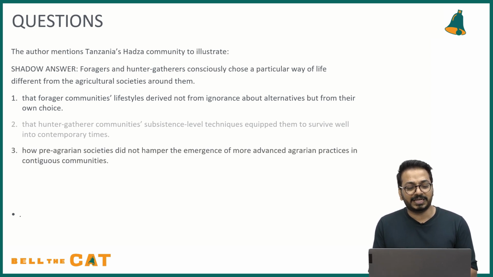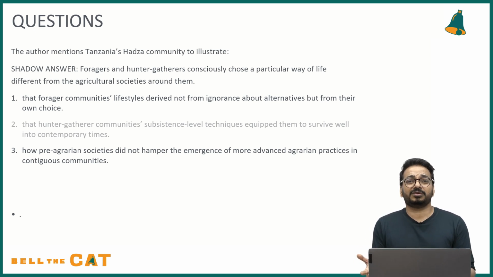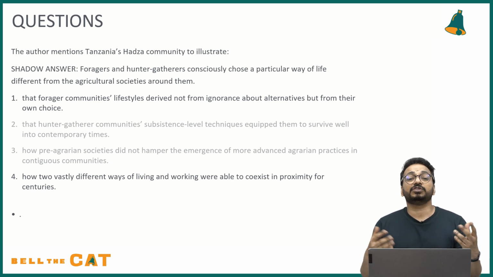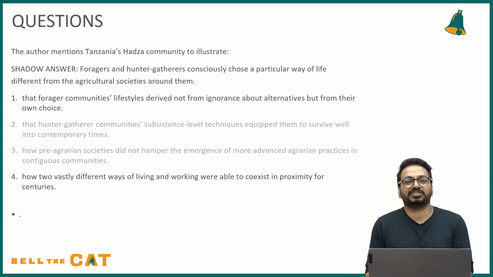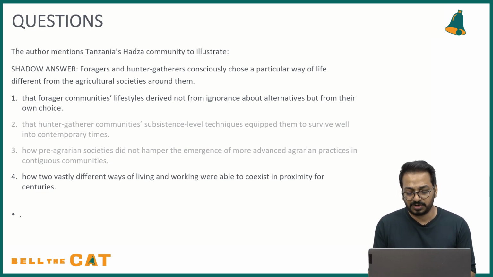Next: how pre-agrarian societies did not hamper the emergence of more advanced agrarian practices, that these hunters did not hamper the farmers. Is that the point that the author wants to make? No. The author wants to make the point that hunters made a choice. So this also can be eliminated. Next one: how two vastly different ways of living and working were able to coexist. How these two different kinds of people were able to live next to each other. That is not the miracle. That they chose to live in their style is the miracle, that the hunters chose. Right? So that goes. So we know that there is only one answer that matches the shadow answer: that the hunters' lifestyle derived not from ignorance, but that they made a conscious choice.